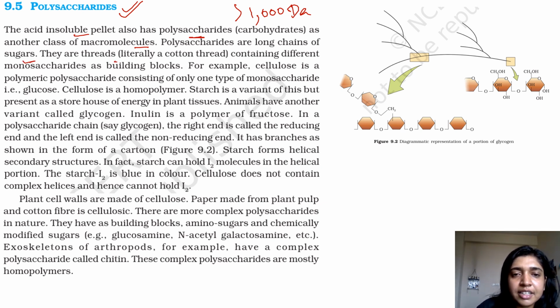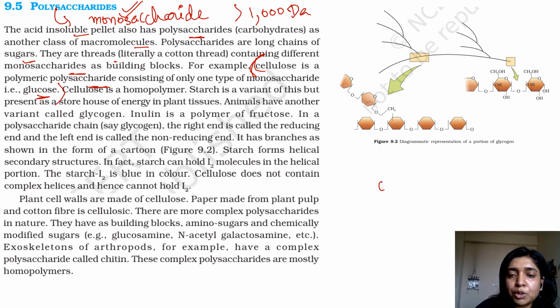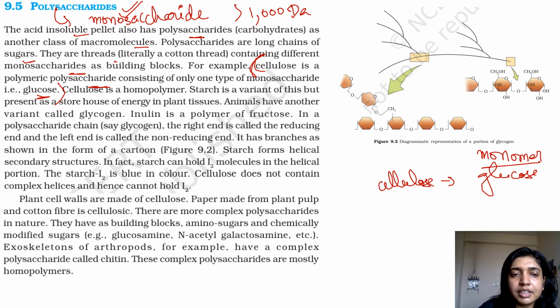They are threads containing different monosaccharides as building blocks. When you're talking about polysaccharide, the building blocks are monosaccharides. When we were talking about polypeptide, the building block was amino acid. Cellulose, for example, is a polymeric polysaccharide consisting of only one type of monosaccharide, that is glucose. So when we're talking about cellulose, the monomers are glucose. Over here I'll just write monomer. Then cellulose is a homopolymer.